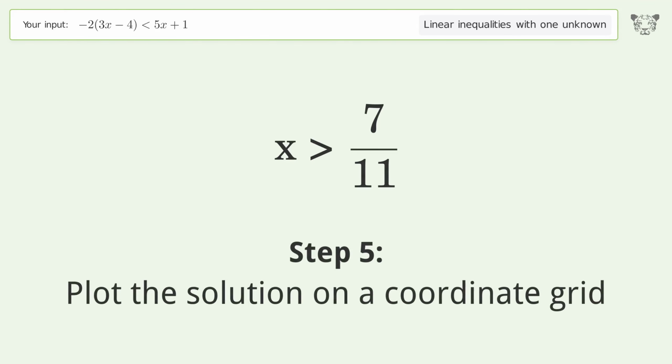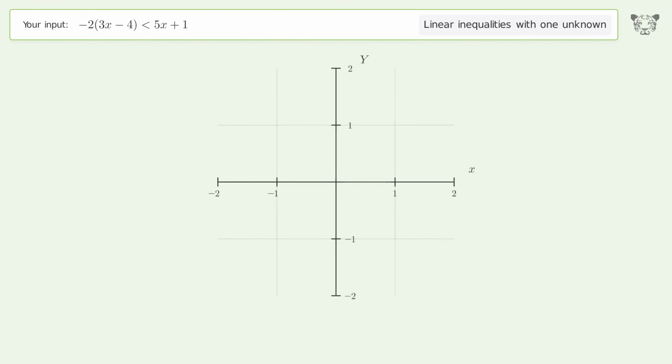Plot the solution on a coordinate grid. And so the final result is x greater than 7/11.